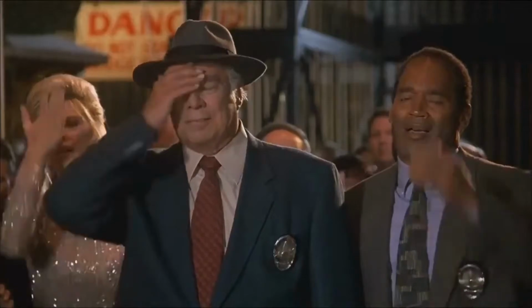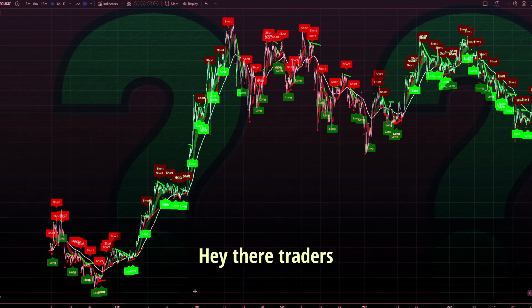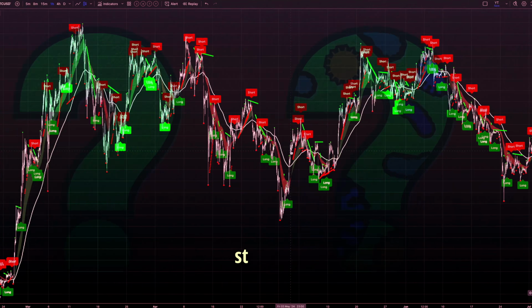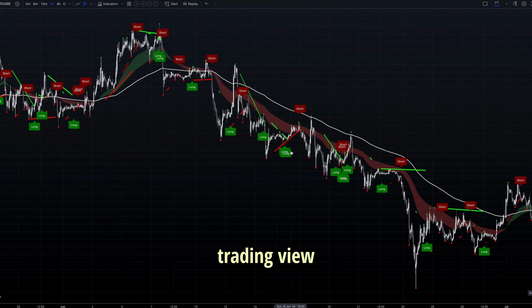Hey there, traders. Today we're diving into a simple but super effective trend following strategy. It uses 2 free TradingView indicators.